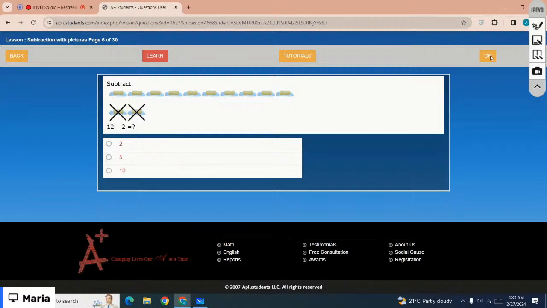The next one is 12, take away 2. So, which is the correct option? Yes, 12, take away 2 is 10. The correct option is 10.